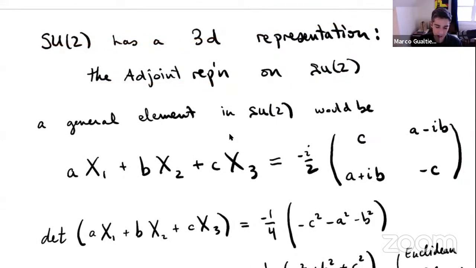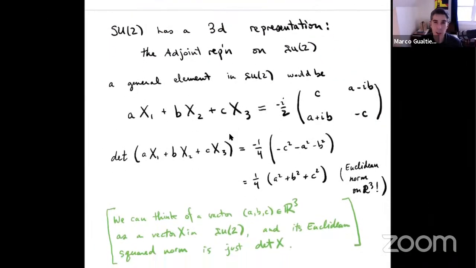Okay, and let's take a look at the properties of that representation. There's something interesting about it. So a general element in su(2), I can take a linear combination of the basis. It's minus i over 2 times, and here I've written it in terms of the Pauli matrices. So you have a, that's a times the first Pauli matrix, b times the second, and c times the third, and the whole thing is multiplied by minus i over 2.